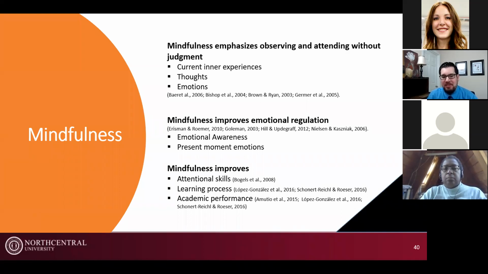Mindfulness is a characteristic of mental states, emphasizing observing and attending to current experiences, including inner experiences, such as thoughts and emotions, with a non-judgmental attitude and with acceptance. Mindfulness as a psychological strategy improves emotional regulation. It improves cognitive and emotional awareness and emphasizes focus on present moment emotions. How do you feel right now? Mindfulness improves attentional skills. It activates our internal resources, which ultimately enhances the learning process and academic performance.